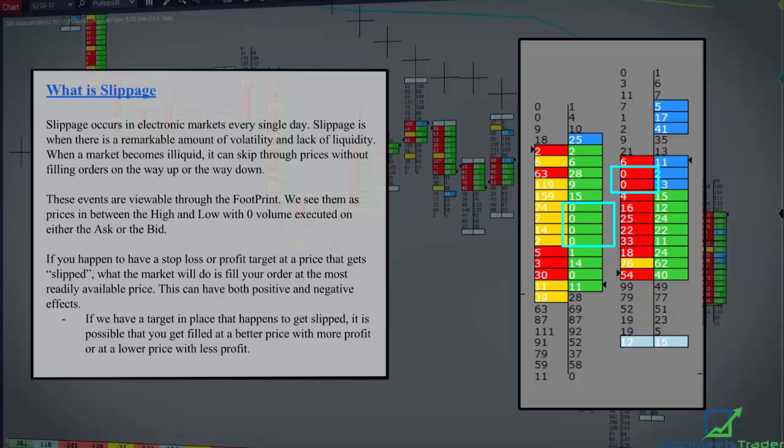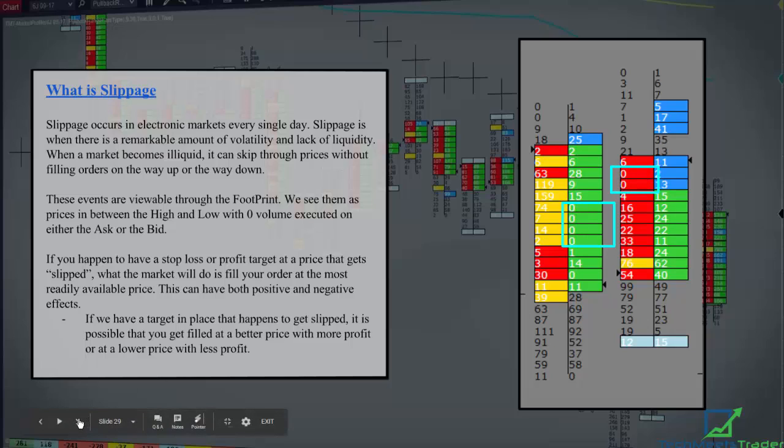Here on the example, we can see evidence of slippage. In between the high and the low of the bar, we can see prices that were just skipped. Anyone who was on the ask at these prices did not get filled. They got filled at the next readily available price. And here on this bar, we can see on the bid a couple of zeros, 2 ticks of slippage. Anyone on the bid at these prices did not get filled at those prices, but at the most readily available price.